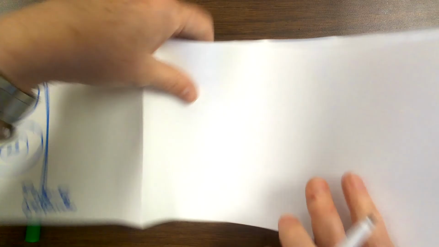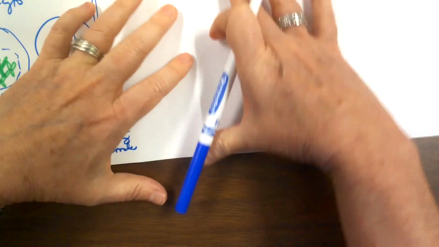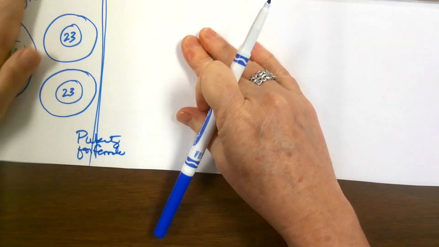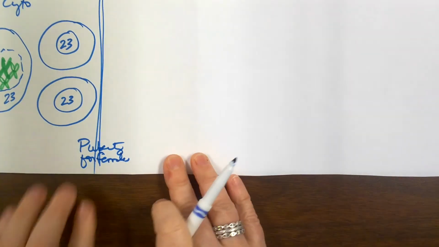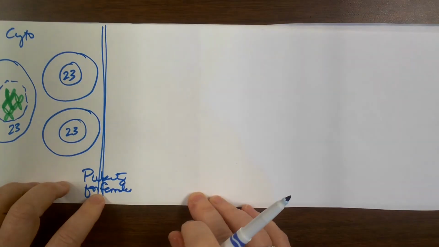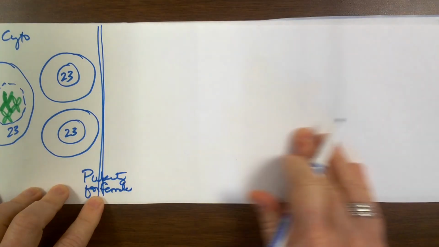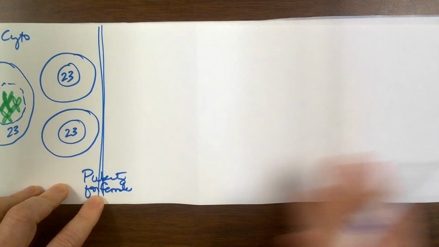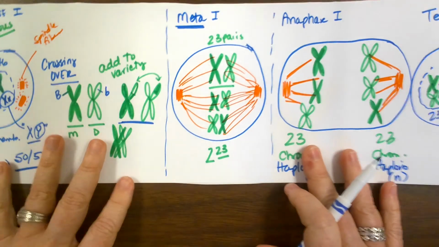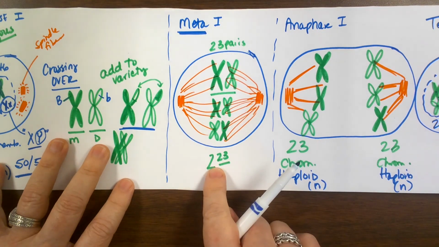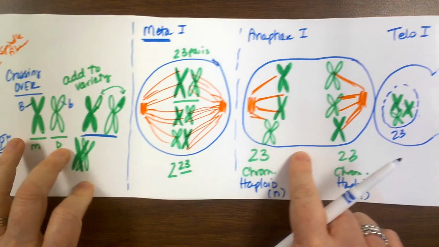So now, take my paper because I made it long. I'm continuing from this little spot right here. Okay. And we're going to go into that second round of division. All right. One little quick note before I go there. All right. Back at metaphase 1 and anaphase 1.